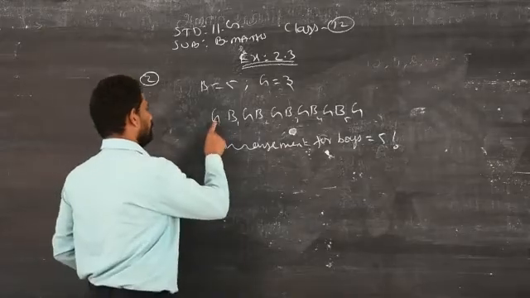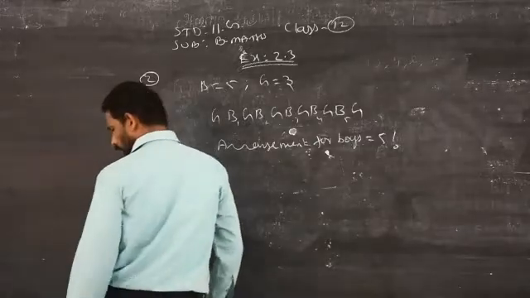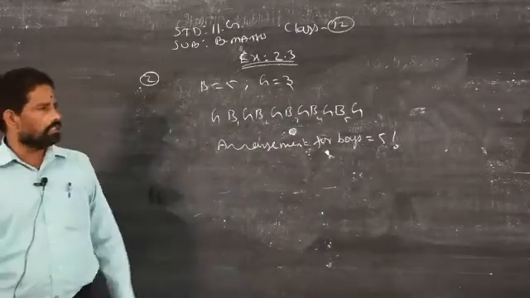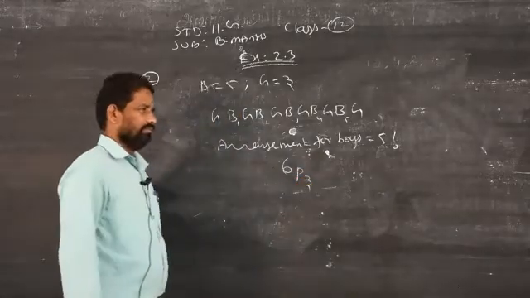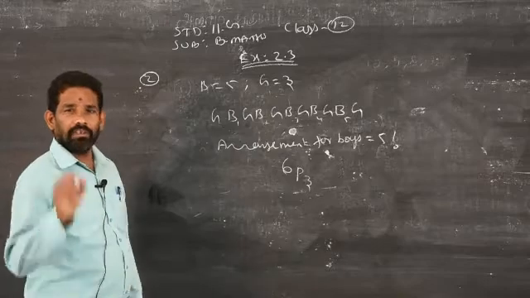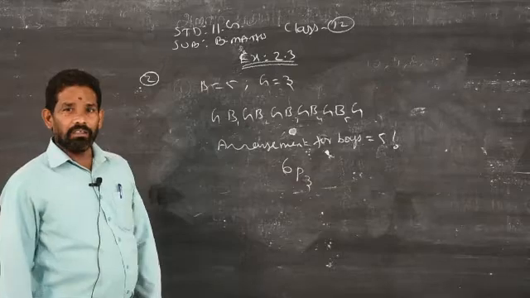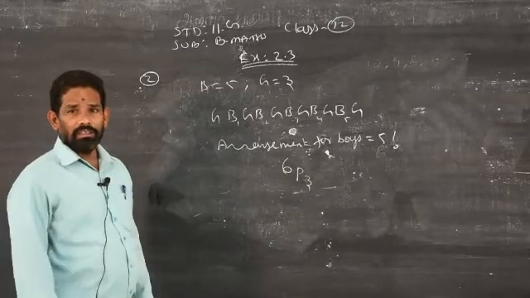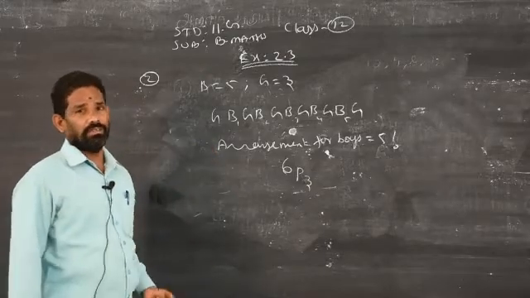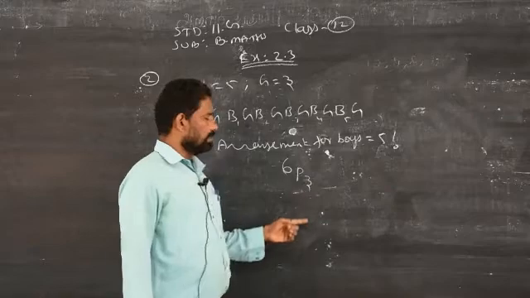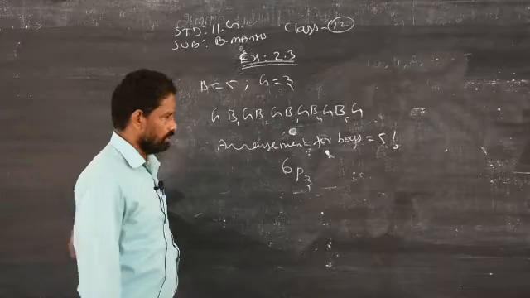Now how many places are available? 1, 2, 3, 4, 5, 6. So 6 places are available. In these 6 places, how many girls are occupied? Only 3. 6P3. There you can use permutation. I am using all the 3 girls. I did not leave any girl. Clear? If I left a girl, that comes under combinations. That will not come under permutations. So I will take all the 3 girls. The 3 girls can occupy how many places? 6 places. That is permutations.